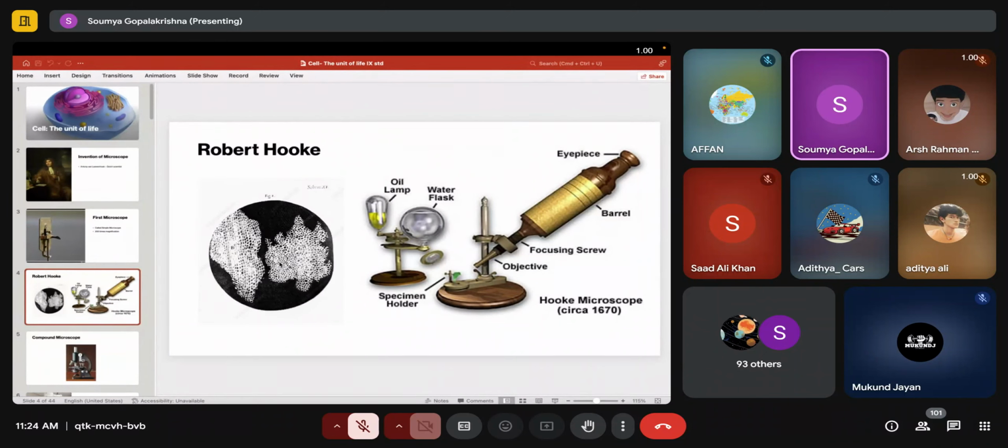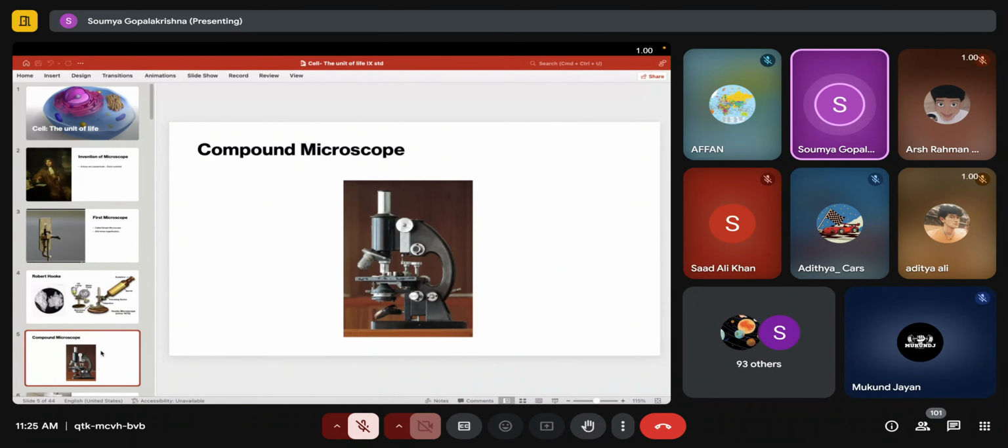In that time, most of the scientific terms are derived from Greek and Latin. The word cella means compartments. So from the word cella, he derived the name cells for these small compartments. So the word cell was first coined by Robert Hooke. But the magnification was very low, about 400 times, right? Then many other people modified it.